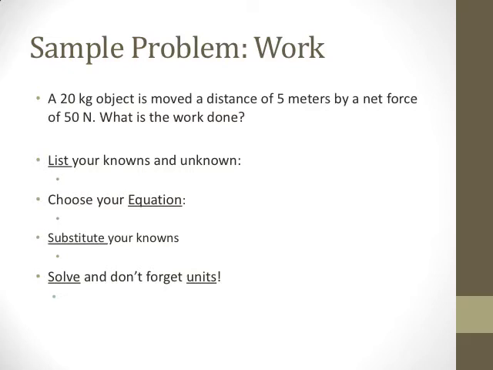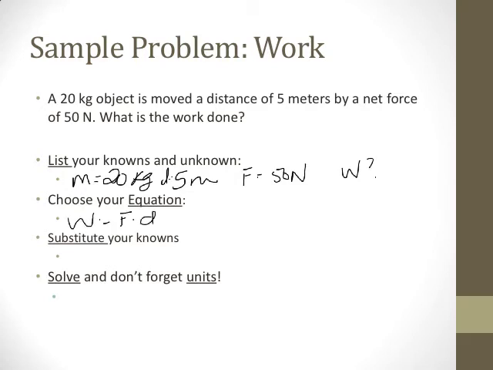So we have a 20 kilogram object that has moved a distance of 5 meters by a net force of 50 newtons. What is the work done? So our knowns, and what do we want to know? Well, I'm writing everything that I see. I have a mass of 20 kilograms. I have a distance of 5 meters, so D, and a force of 50 newtons. And what I want to know is work. So, equation is work equals force times distance. In this case, we are moving horizontally, which means the mass is absolutely irrelevant. We just don't need it.